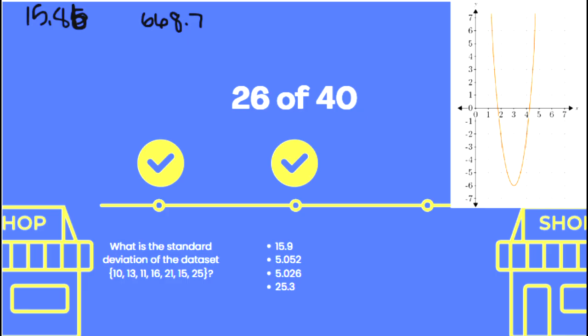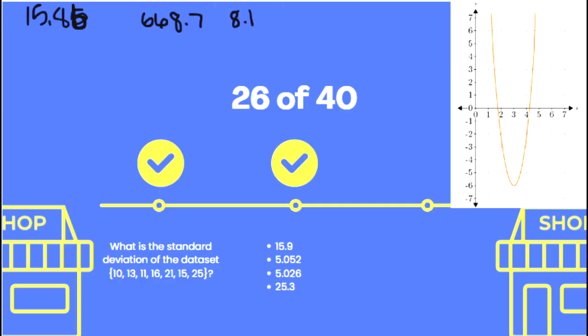Next we have 13. 13 minus 15.85 gives us negative 2.85 times negative 2.85 gives us 8.1. Our next one is 8.1.